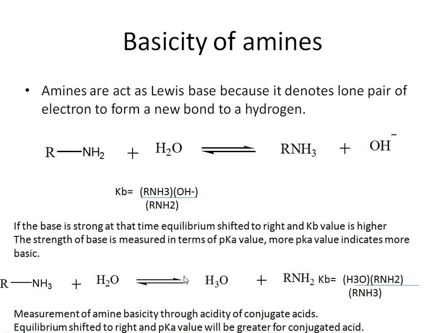Equilibrium constant we measure in terms of pK value. A higher pK value indicates the compound is more basic, and the equilibrium is shifted towards the right side. A higher pK or Kb value indicates the compound is more basic. Example, the pK value for amines will be observed at about 10, and the pK value for acid will be observed near about 4. So measurement of amine basicity is through the acidity of the conjugate acid. Equilibrium shifted towards the right, the pK value will be greater, and we will have the base.